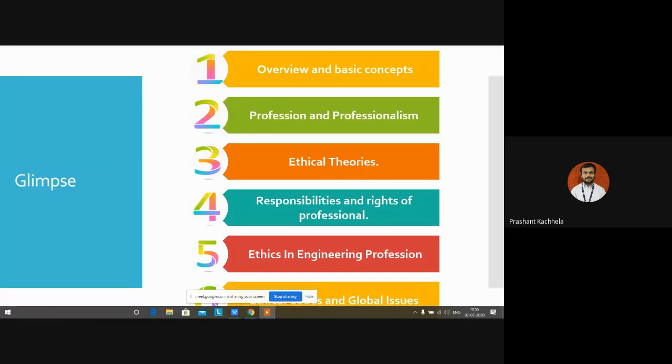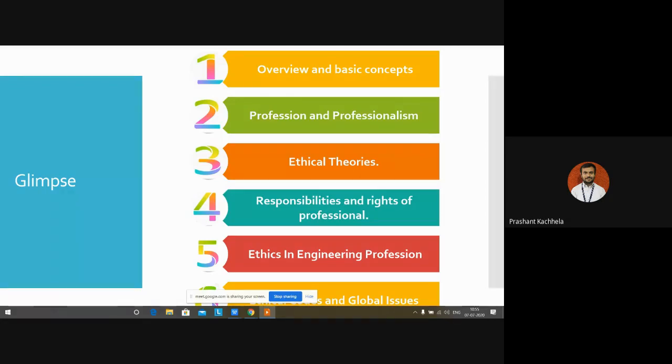The second module deals with profession and professionalism. There are various activities in which organizations judge whether we are behaving professionally or unprofessionally, or sometimes people consider that a person without experience is immature and is not behaving professionally. So we are going to see all those aspects in the second module.